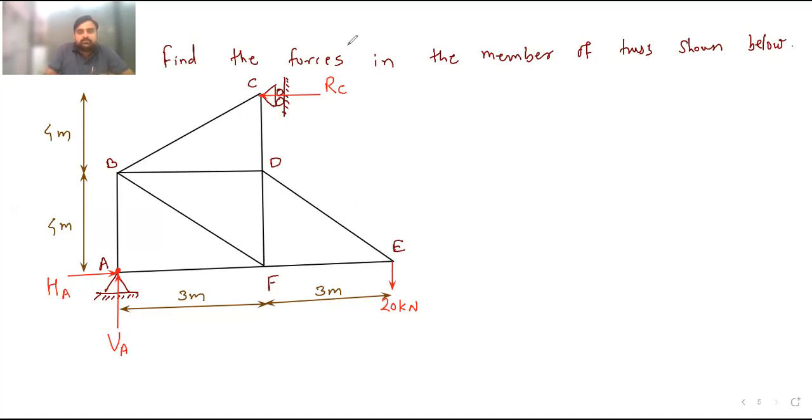So now here, if I apply summation M about A equal to 0 for whole truss, then it will be 20 into 6. It is moving in clockwise direction, so positive. Then this RC. This is the distance of RC from point A, this total distance, which is nothing but 4 plus 4. It is 8. It is moving in anti-clockwise direction. If you see RC, it is moving in anti-clockwise direction. So minus 8 RC is equal to 0. Therefore, RC is equal to reaction at point C.